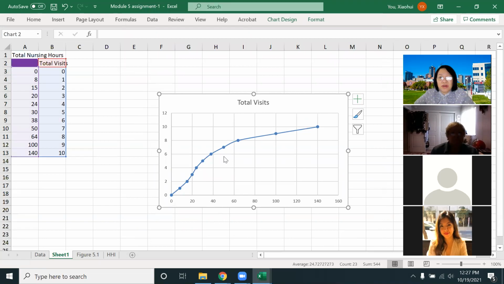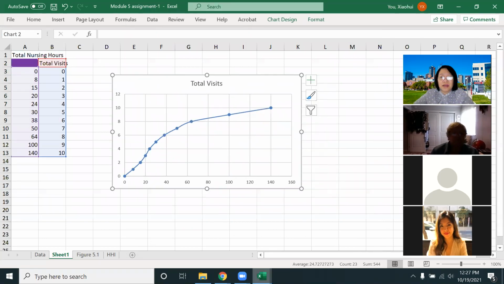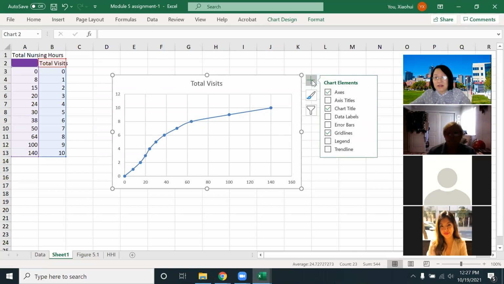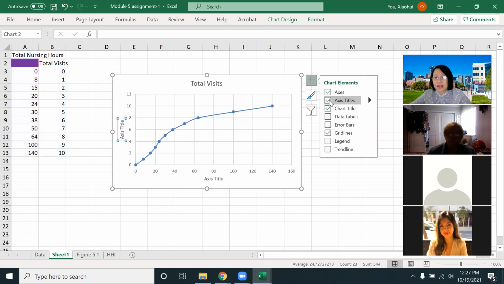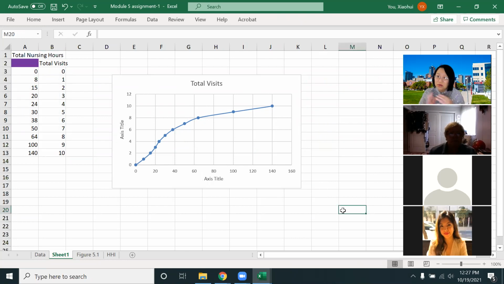So that's why I want you guys maybe to practice this one. If there's only two variables, X and Y, you have to use the scatter. You cannot use line graph anymore. So this is how to do it. And also see, you have the plus sign and you click it, you can check the axis title. So it asks you to add the axis title. See, you can add the value here. So this is how to do it.